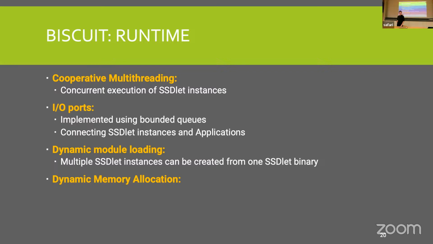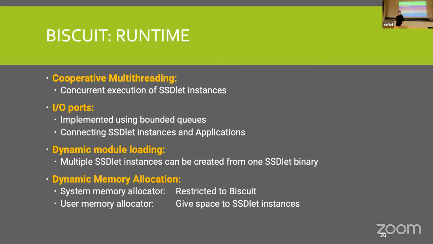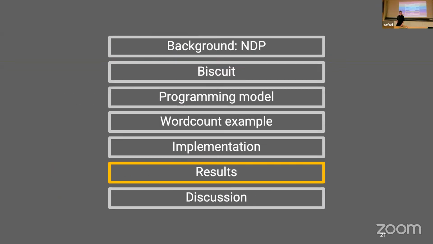And they had to implement dynamic memory allocation. They had to do actually two. They have a system memory allocator that is restricted to Biscuit and for its functionality, and then a user memory allocator which gives space to the different SSDlet instances, the different tasks running on the SSD.